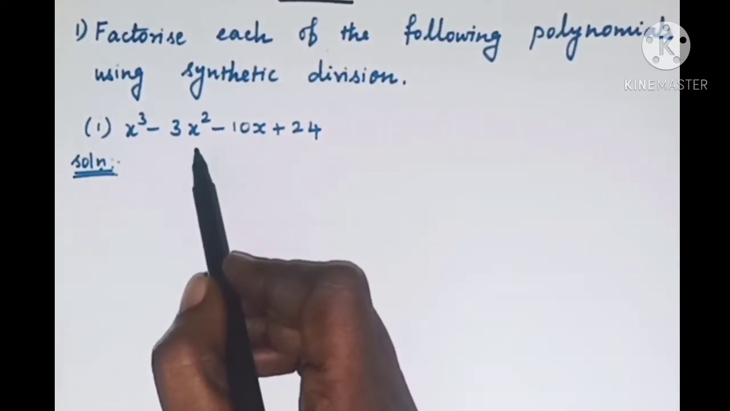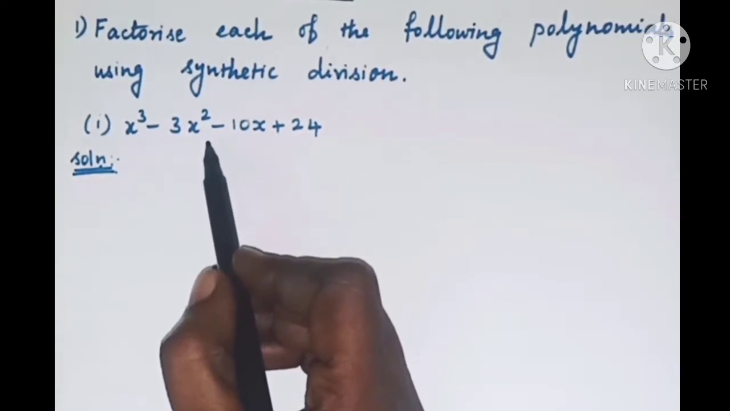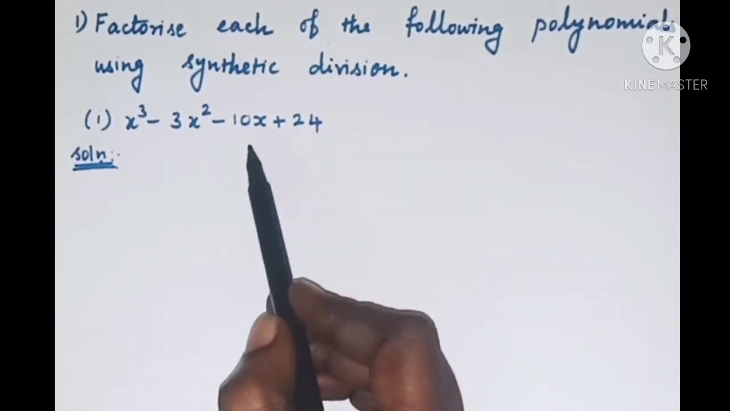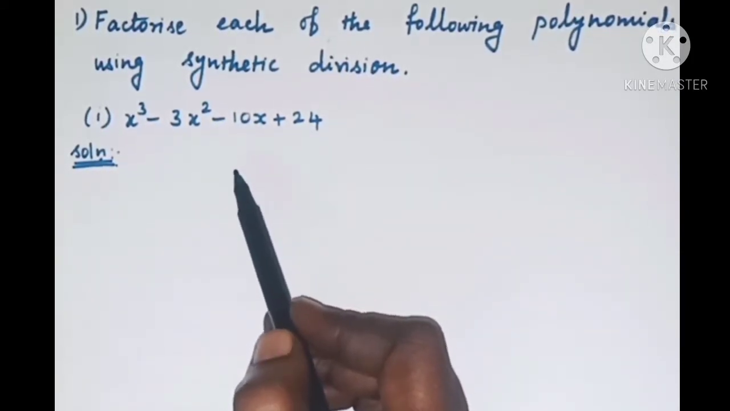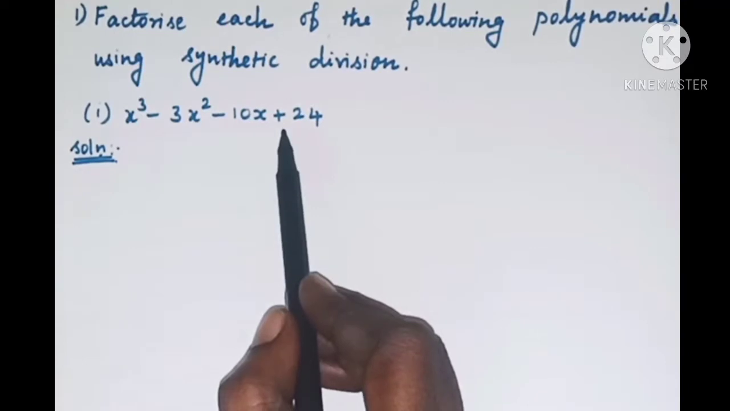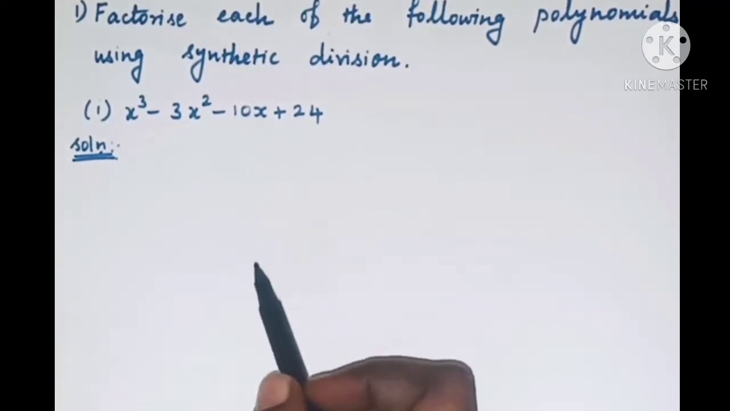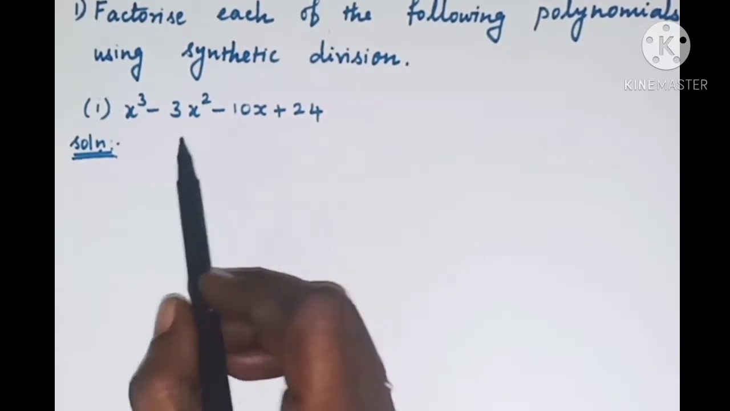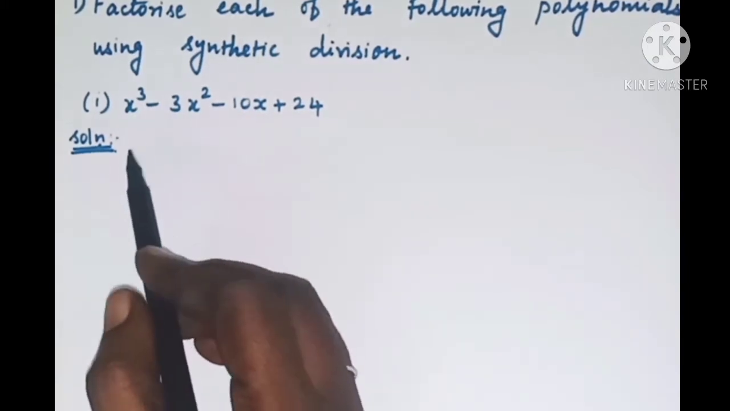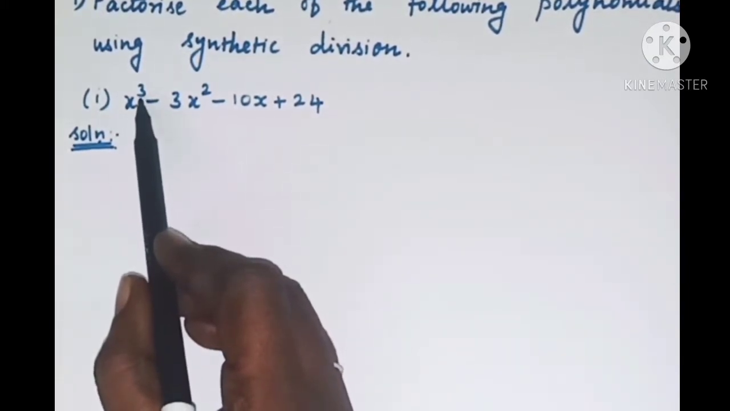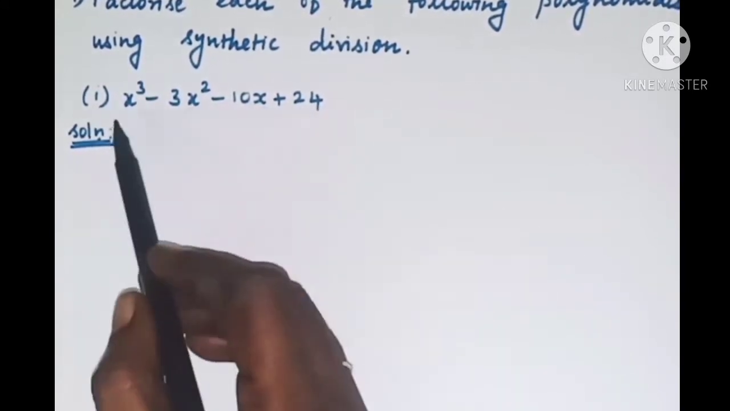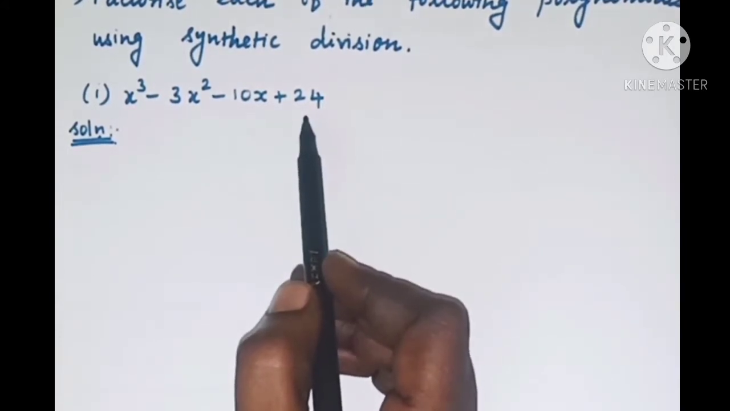Here we have to factorize this algebraic expression using synthetic division method, but the divider is not given. We have to identify the divider and then factorize this expression using synthetic division. So first check whether this expression is in the standard form or not. So here the power is 3, 2, 1 and the constant term. So this expression is in the standard form.